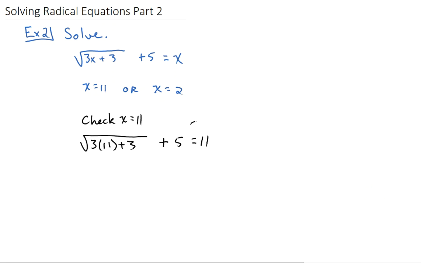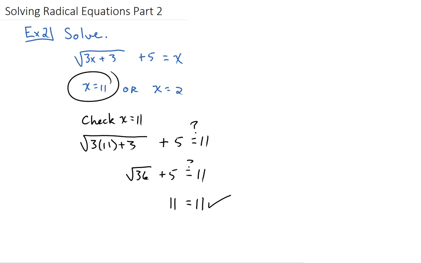And I'm not saying they're equal, I'm asking if they are equal. So 3 times 11 is 33, plus 3 is 36. So we want to know if the square root of 36 plus 5 is 11. Well, the square root of 36 is 6, plus 5 is 11. So sure enough, we have that 11 equals 11. That works, which means x equal to 11 is a solution to the equation. Now let's check x equal to 2.